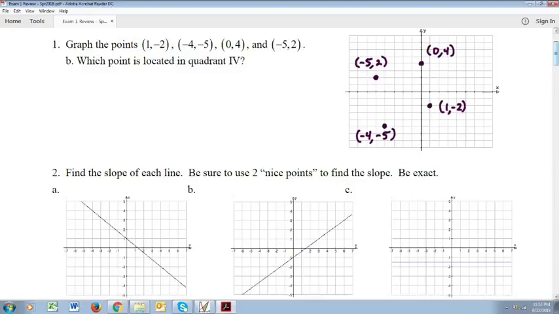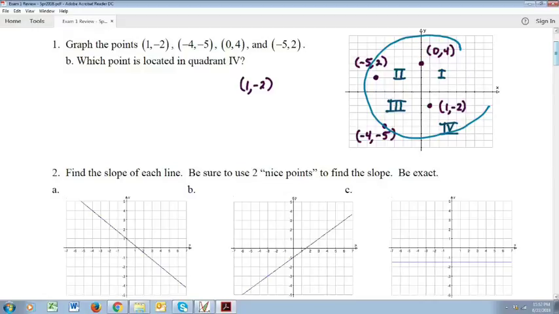Which point is located in quadrant 4? Well, you've got to remember quadrant 1 starts in the upper right hand corner where x and y are both positive, and then we go counterclockwise. One of the things I told you is you could use a C to help you remember the direction there. But anyway, the point that's in the fourth quadrant would be the point 1, negative 2.